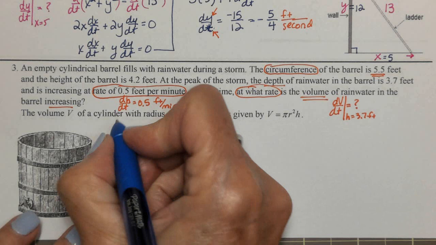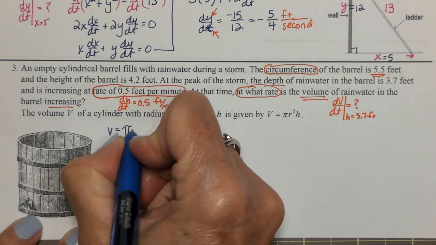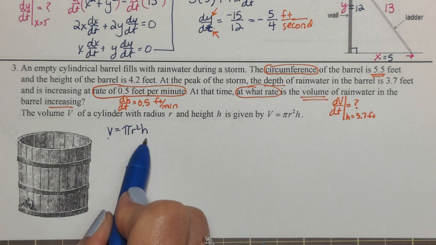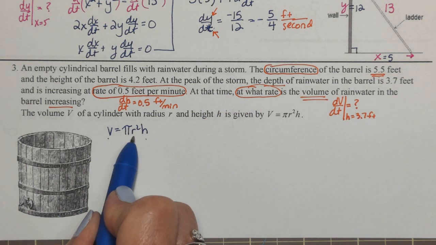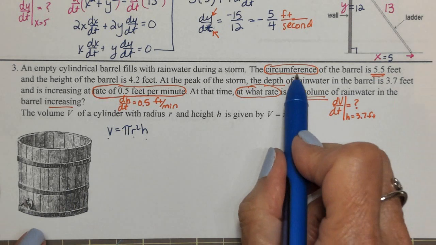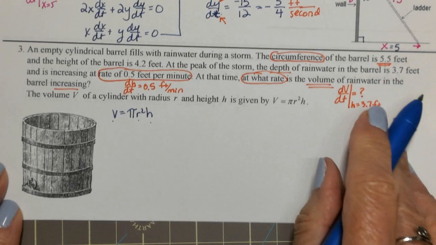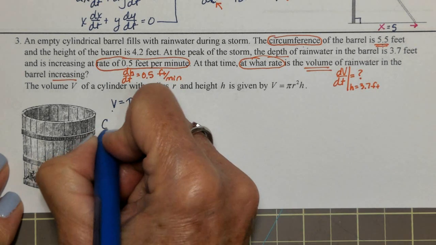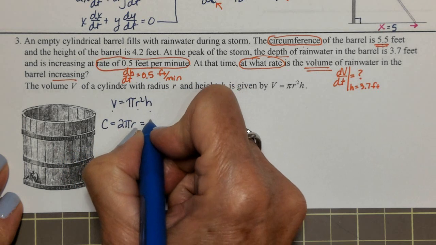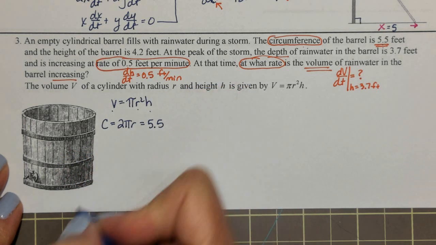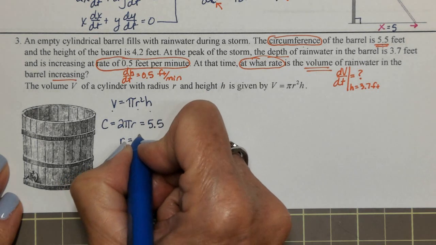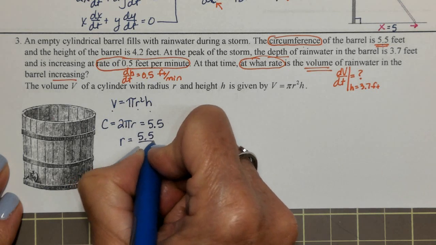My formula is V equals pi r squared h. V is changing, h is changing. r is not changing. r is a constant. And anytime I have a constant, I'm going to put it in there. So what is it? The circumference is 5.5 feet, right? Well, the circumference is 2 pi r, and that is 5.5 feet, right? So if I divide by 2 pi, r will be 5.5 over 2 pi.